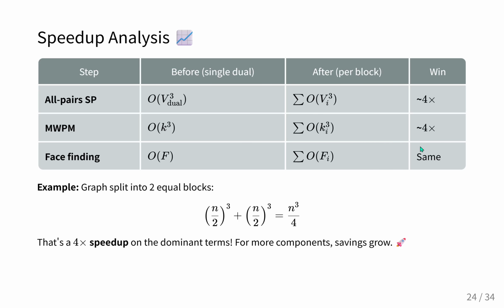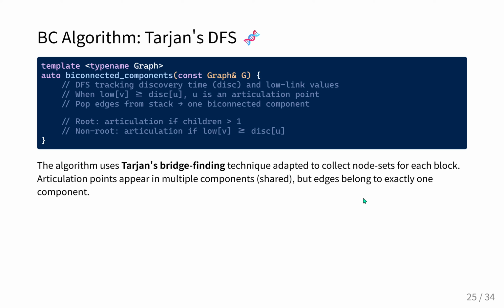So, how do they physically find those pinch points in the code? Modern software utilizes Tarjan's bridge-finding technique, which relies on a depth-first search. It's actually a really fascinating mechanism. The algorithm essentially drops a digital breadcrumb trail. Like Hansel and Gretel. Exactly.